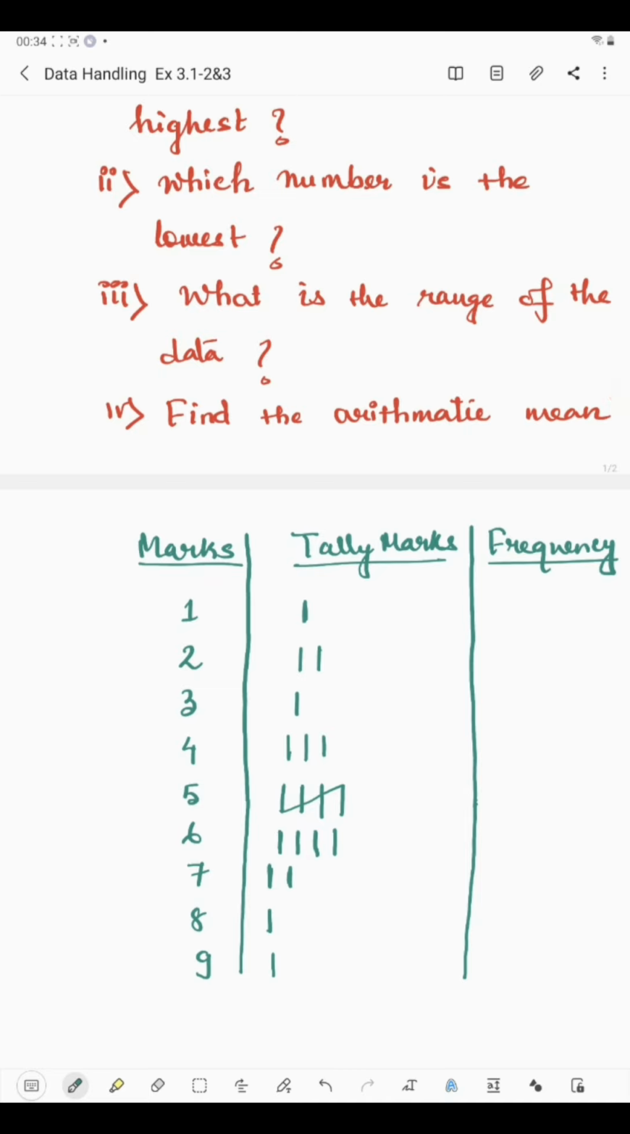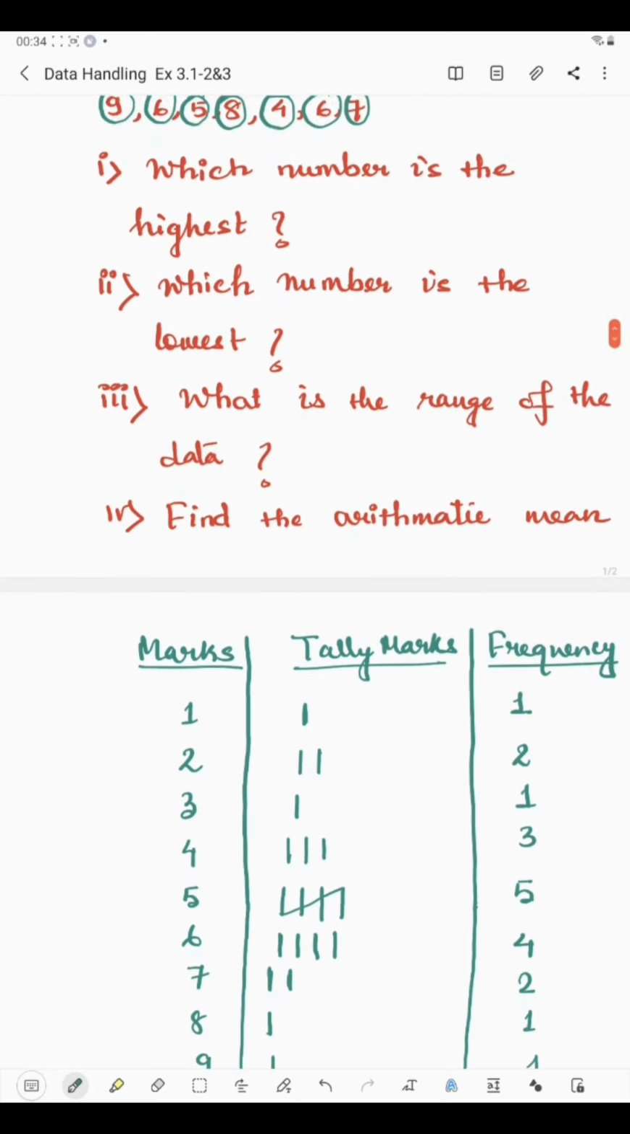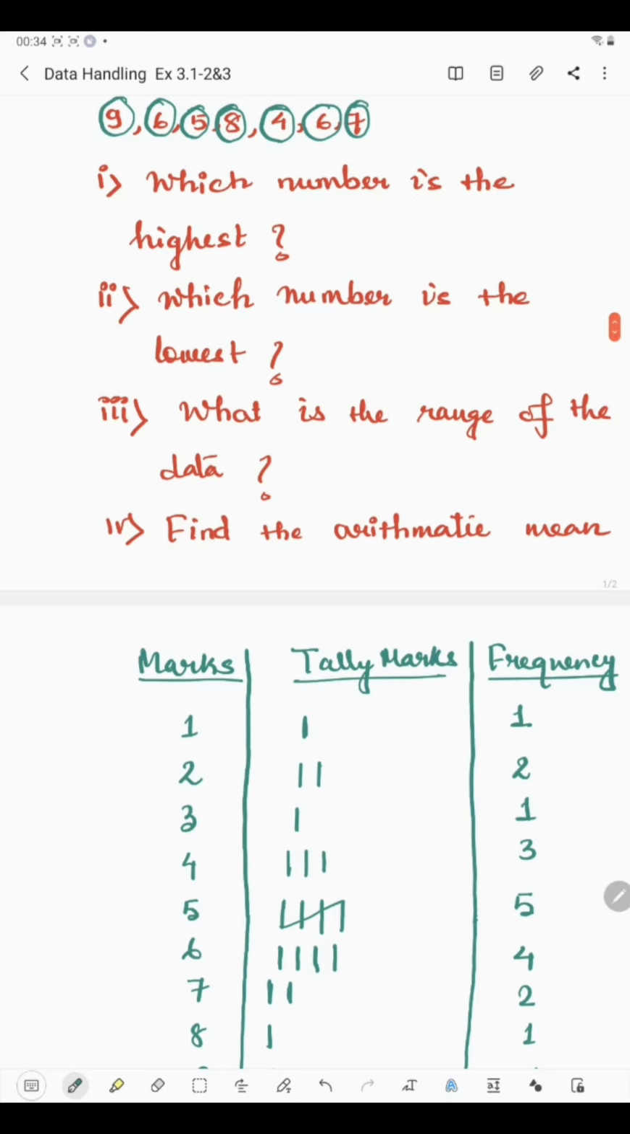Now we will write the frequency, so under this column we are going to write the number. We'll count the tally marks and we will write the number here. So here we have 1, so we'll write 1, then we have 2, so we'll write 2, then again we have 1, then 3, now it is a bundle of 5, so it's 5, then 4, then 2, then 1, and last also 1. Okay, so it's done.